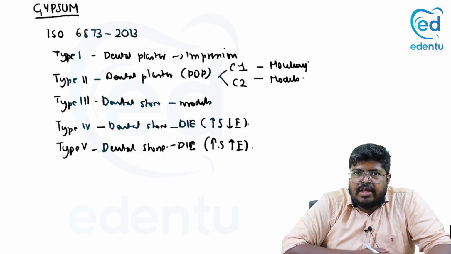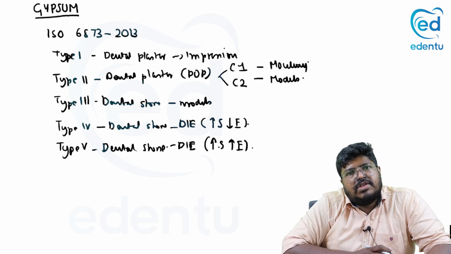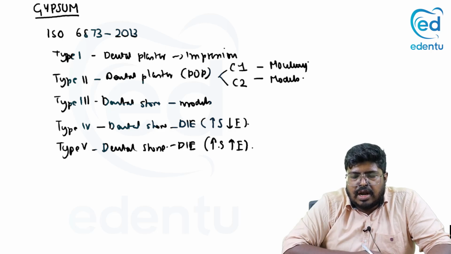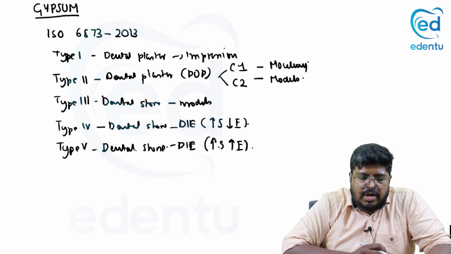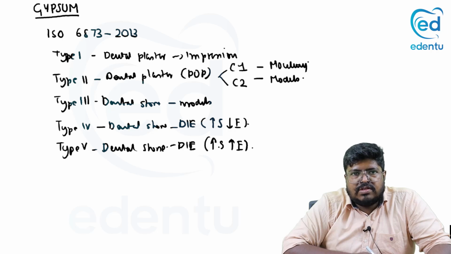One, two, three, four, five. One is an impression plaster which is used for impression making purposes. Two is what you call dental plaster, which is affectionately called POP, plaster of Paris. There is a class 1 and a class 2. The class 1 is used for mounting on an articulator. Class 2 is used for making diagnostic models. Type 3 is called dental stone, which is used for models. Type 4 and type 5 are die related dental stone. Type 4 is high strength, low expansion, and the fifth one is high strength, high expansion. I hope this is clear to each and every one of you.